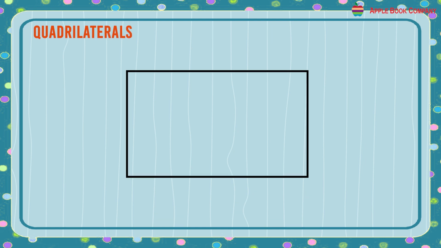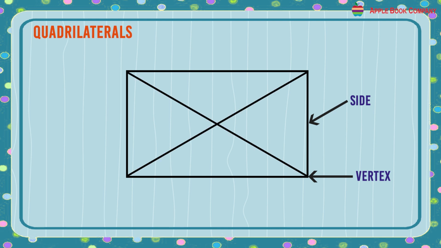Quadrilaterals. A quadrilateral has 4 sides and 4 vertices. It has 4 angles. The sides of the quadrilateral having a common vertex are called its adjacent sides. The sides of the quadrilateral having no common vertex are called its opposite sides. Line segments joining the opposite vertices of a quadrilateral are called its diagonals.